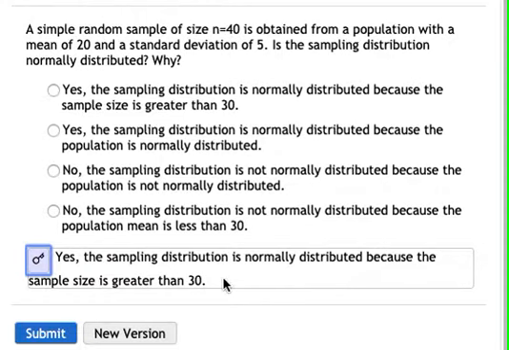So I hope that helps. You just have to have either the original population normally distributed or a sample size greater than or equal to 30.